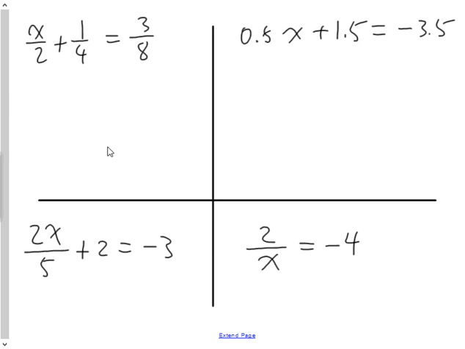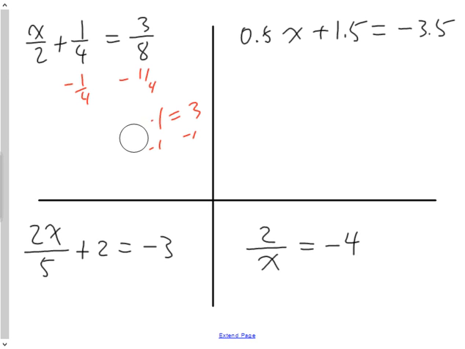Okay, grade 8 math, 4 questions, advanced-ish in nature, but not overly difficult. The first question says half of x plus a quarter equals 3/8. So if I gave you the easy question of 2x plus 1 equals 3, the first thing you would have done is gotten rid of the constant by subtracting 1 from both sides. The only difference between that easy question and this one is I'm going to subtract a quarter from both sides.